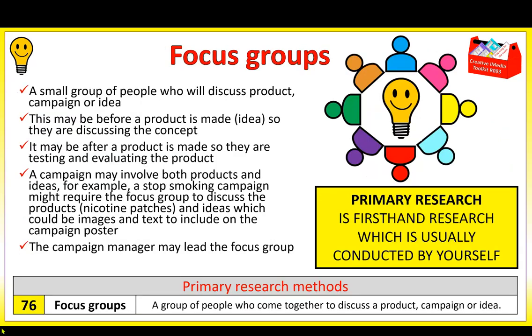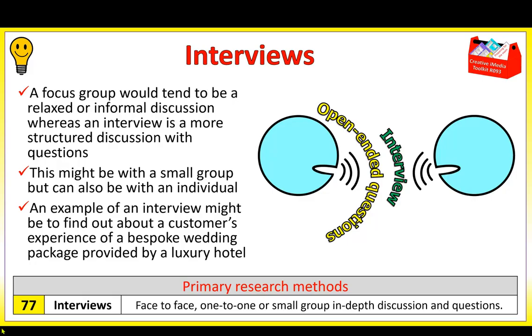So examples of primary research: a focus group. If you've watched the show The Apprentice, this is the kind of thing they do. They get a small group of the target audience and they discuss things with them. So for example, for a stop smoking campaign, you might get a focus group to discuss products like nicotine patches and ideas which can help people to stop smoking. Interviews. Interviews are where somebody asks questions, generally on a one-on-one basis, but there may be an interview sometimes where you interview a small group of people.